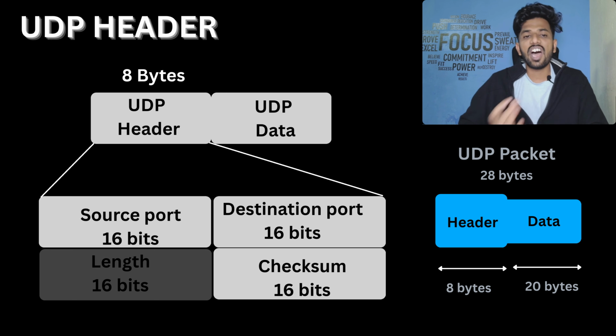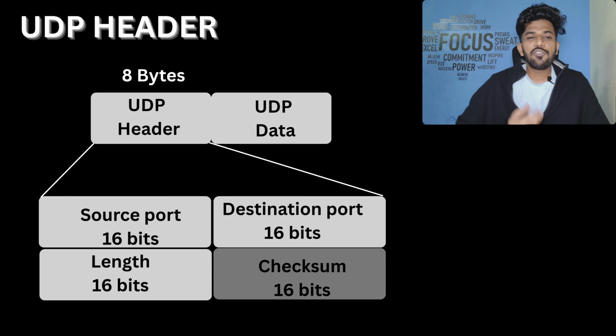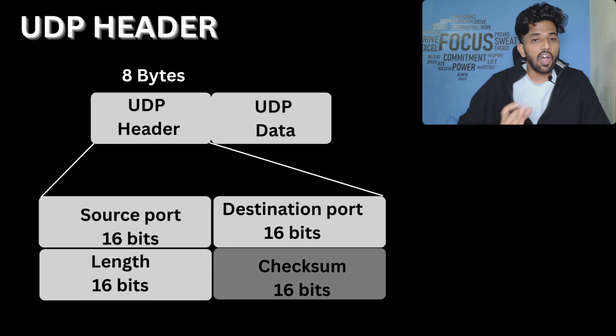Now let's move to the last field, that is checksum. What is checksum here? If you remember, the TCP header also had a checksum field. The function is similar in UDP. It is also used for error detection. The checksum in UDP covers both the UDP header and the data payload. How is it calculated? It uses a simple formula, a ones complement sum of all the 16-bit words.